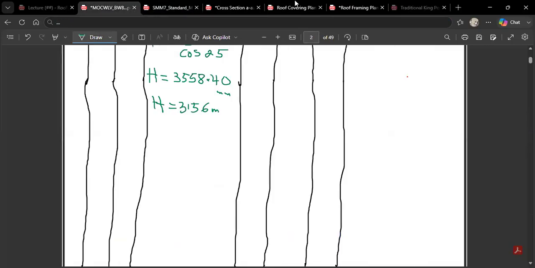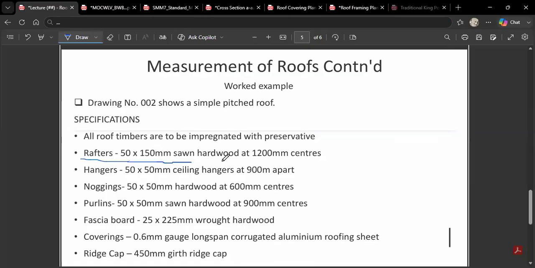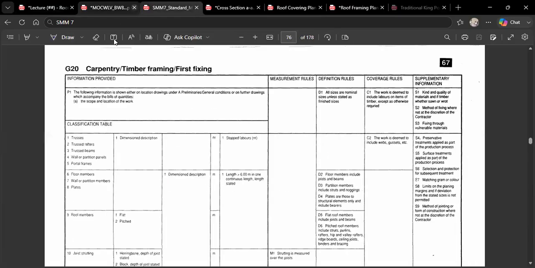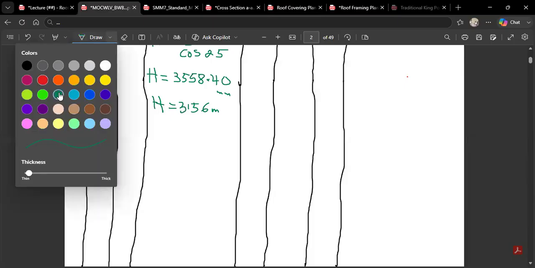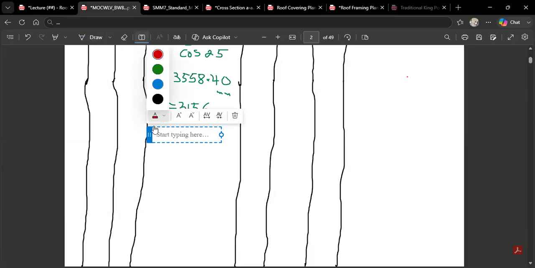So now we want to know the number of rafters that were used. But take note that if you come over here to the specification, what are they saying? They are saying that the rafters' dimension is 150 by 150 sawn hardwood at 1,200 centers. So if you want to know the number of rafters, what can we do? Let's see how best we can investigate that. What we are going to do next is find the number of rafters at 1,200 centers.